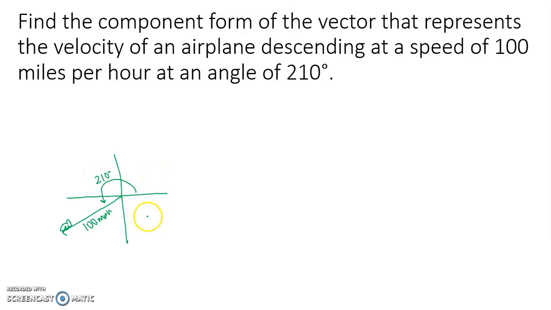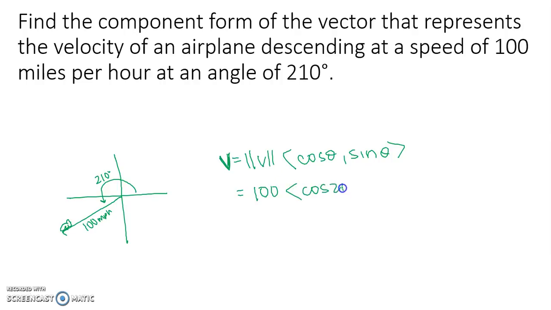Find the component form of the vector that represents this velocity. So for my vector, if you recall, you do your magnitude of the vector, component form, so that's with the brackets, times cosine of my angle, sine of my angle. So my magnitude is 100, my angle is 210 degrees.